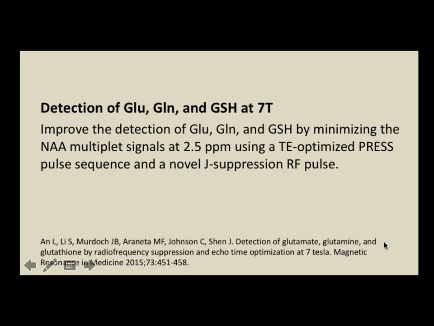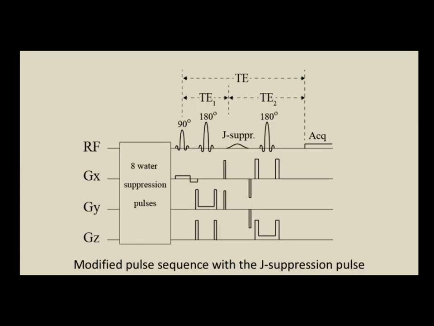Now I will talk about our first project, which is to improve the detection of glutamate, glutamine, and glutathione by minimizing the NAA multiplet signals at 2.5 ppm using a J suppression pulse. This is the pulse sequence. This part is a standard PRESS sequence plus a J suppression pulse that is proposed by us.